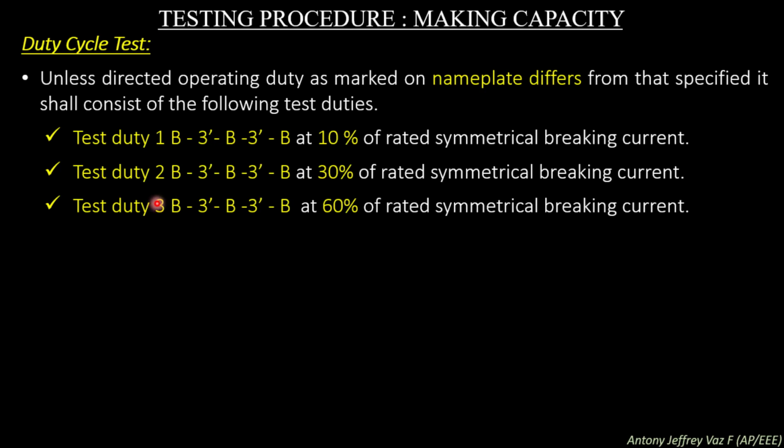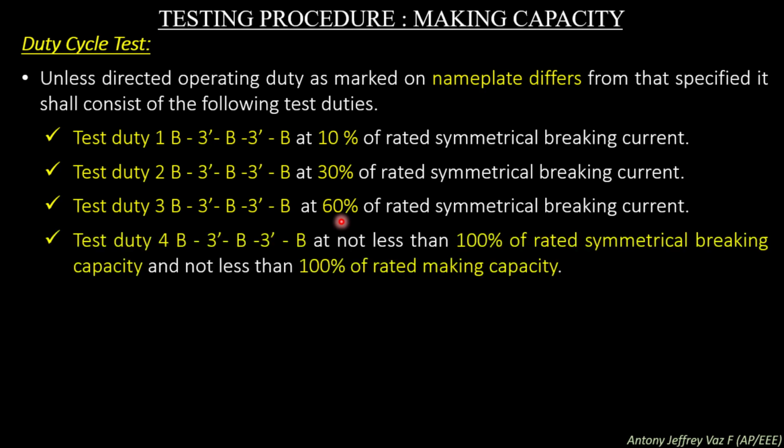Test duty 3 is breaking operation, 3 minutes, breaking operation, 3 minutes, and breaking operation at 60% of the symmetrical breaking current. Test duty 4 is breaking operation, 3 minutes, breaking operation, 3 minutes, and again a breaking operation at not less than 100% of rated symmetrical breaking capacity and not less than 100% of rated making capacity of the circuit breaker.